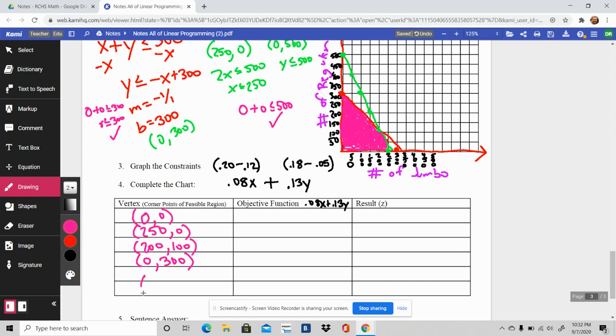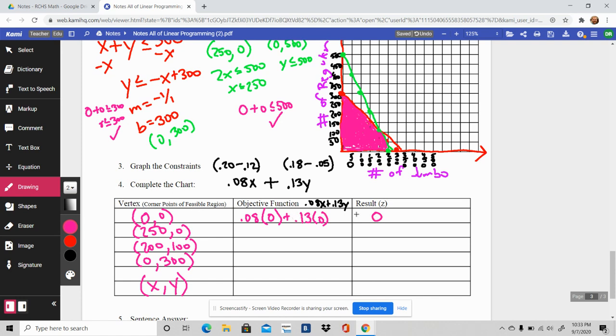Don't forget that in an ordered pair, you always have x, y. So what we're going to do is plug these values into the objective function, and then we're going to evaluate. So this is going to be 0.08 times, we're plugging in 0 for our x, plus 0.13 times, we're plugging in 0 for our y, which obviously is just going to give us 0.